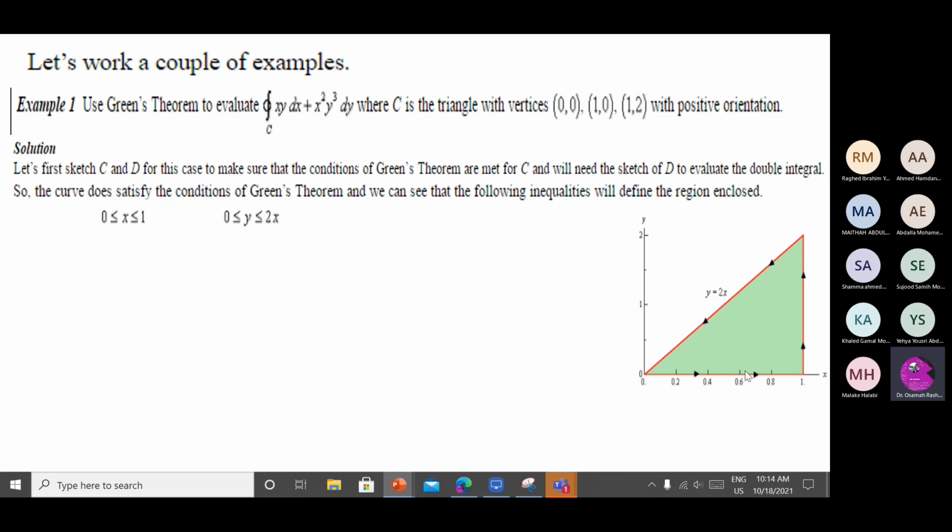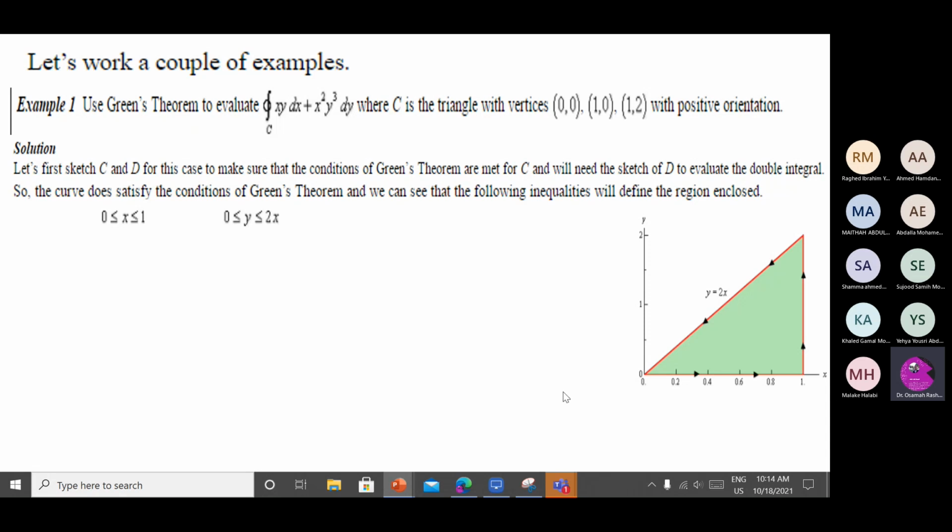How do I get y from 0 to 2x? Yes, to get the boundary of y, you come from the left to the right horizontally. So first you hit the x-axis, which is y equal to 0, and then you end up at this line.